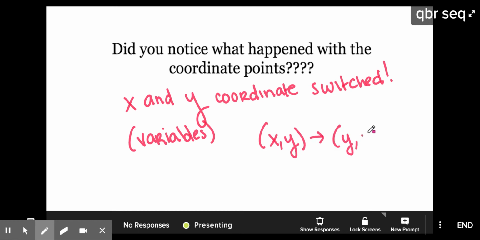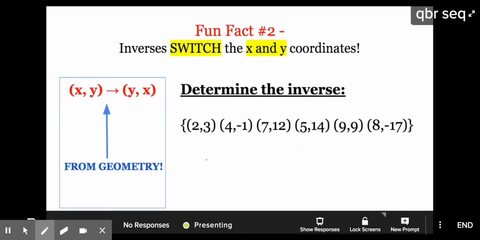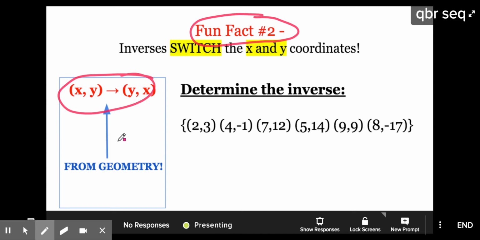Ooh, does this look like something you did, I don't know, a year ago? Maybe? So it is something that you did a year ago, right? So our fun fact number 2, remember fun fact number 1 was the reflection over the line y equals x. Fun fact number 2 is that you switch your x and y coordinates. Inverses have variables that are switched. This was called coordinate notation. You did it in geometry probably a year ago, right?